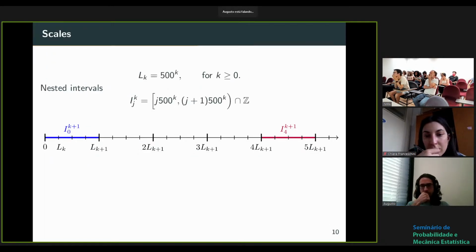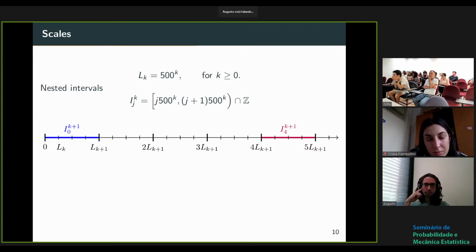And as I said, we use a renormalization technique. My favorite type of renormalization is this one that we call static. So just pick a sequence of scales. Here we pick a geometrically growing sequence of scales. L_K is 500 to the K. And we pave the lattice with intervals of this length.